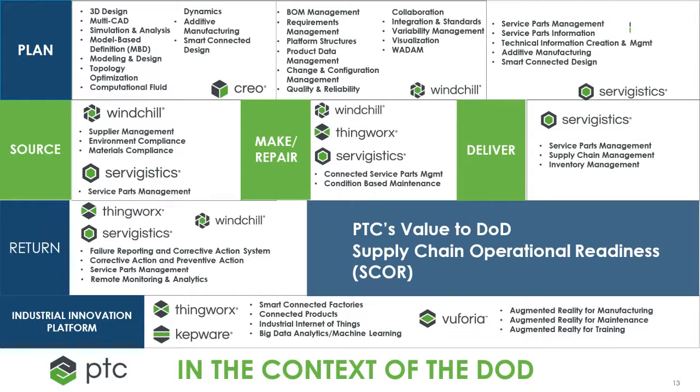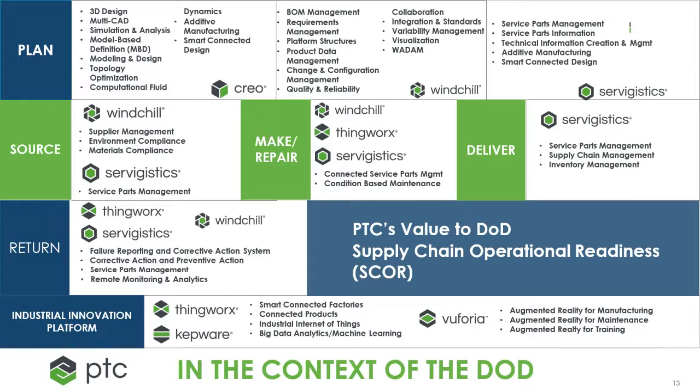Then they need to manage the bill of materials, whether it is product data management or project data management. They're using our product lifecycle management software. Similarly, for their after-manufacturing parts, for the services of their products, they're using Servigistics components, which are service part management, service part information, additive manufacturing, and smart connected design. Similarly, at every level, you can see whether it is plan or source.